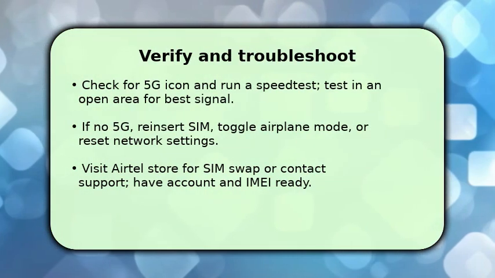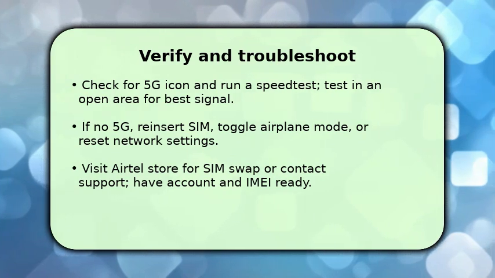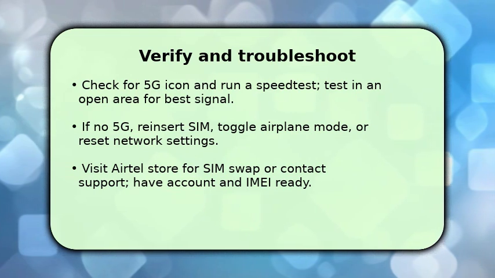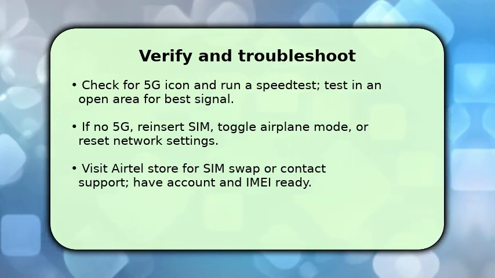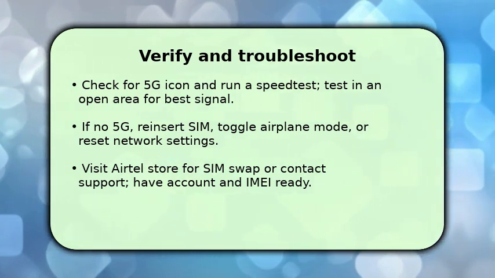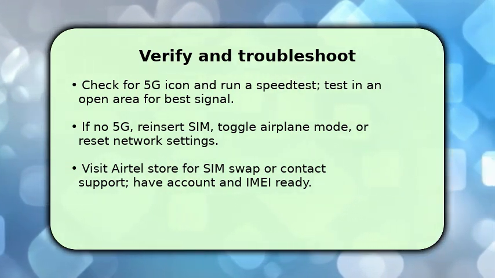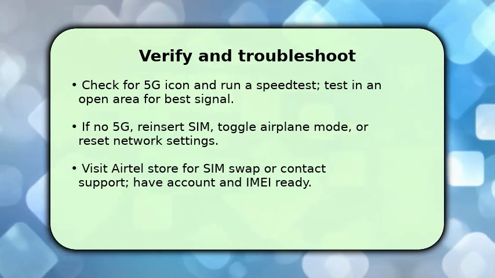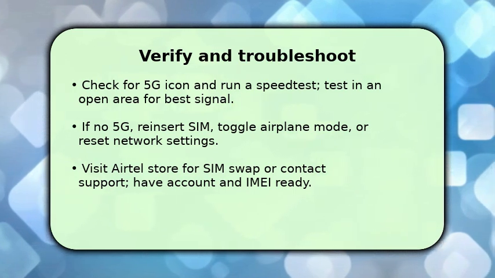You finish by confirming the 5G icon appears and running a speedtest to validate throughput. Test outdoors or near a window, as 5G can be spotty indoors. If you don't see 5G, first remove and reinsert the SIM, toggle airplane mode, and reboot. Make sure network mode still includes 5G.